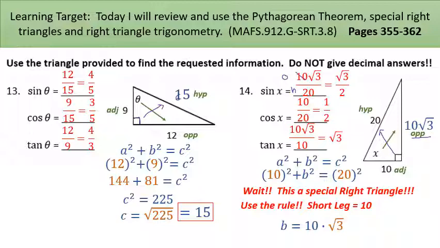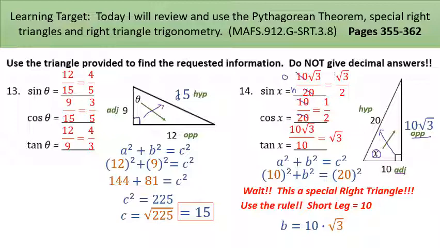This is going to cancel. 10 goes into 20 two times. Remember, the 1 is invisible. We don't have to write it. So it's just square root of 3 over 2, done and done. All right, look at cosine. Cosine is adjacent over hypotenuse. So from the perspective of x, 10 is our adjacent side. So it's 10 over 20. Simplify that down. Cosine of x would be 1 over 2.